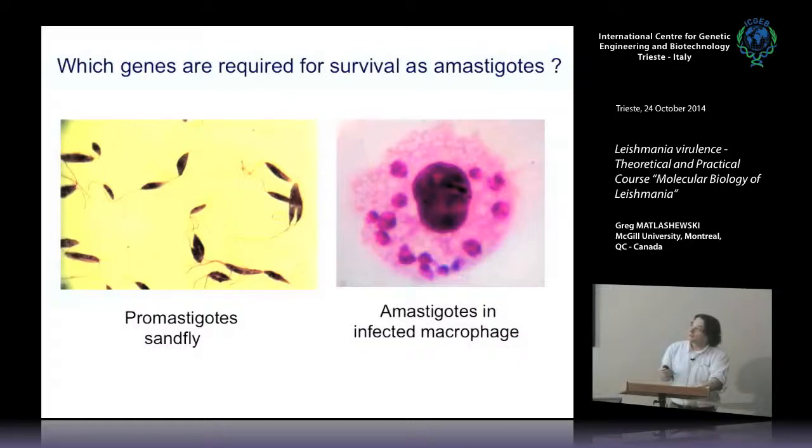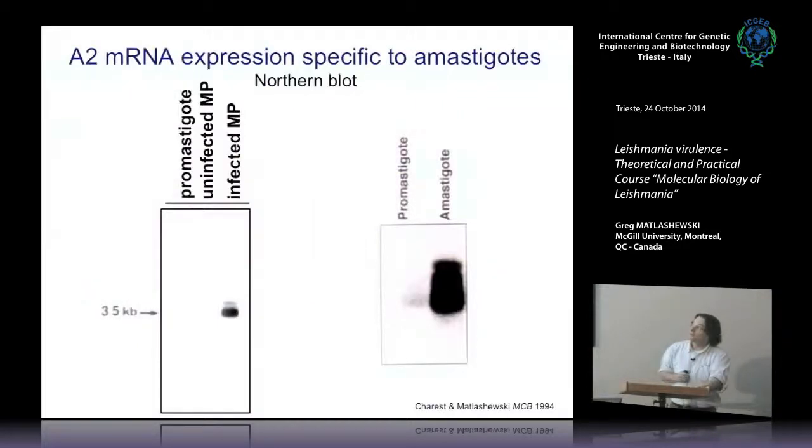And based on that, we came up with one gene. We called it A2 because we had a grid on a 96-well plate sort of thing, and then we had the A row and the 2 row, and that's how it became called A2.